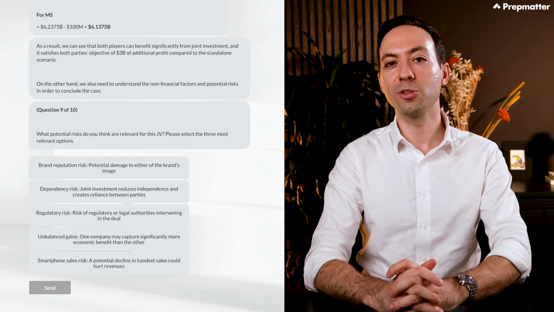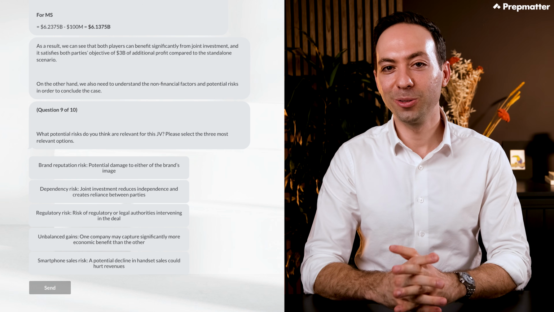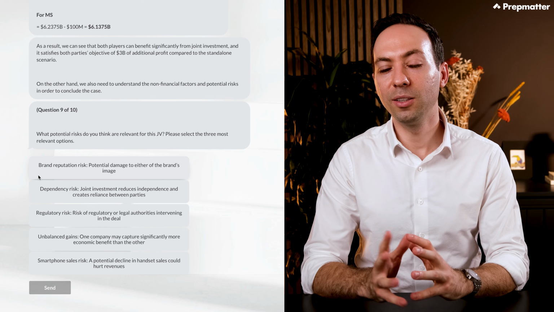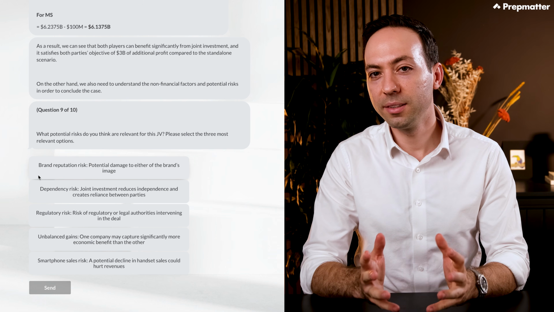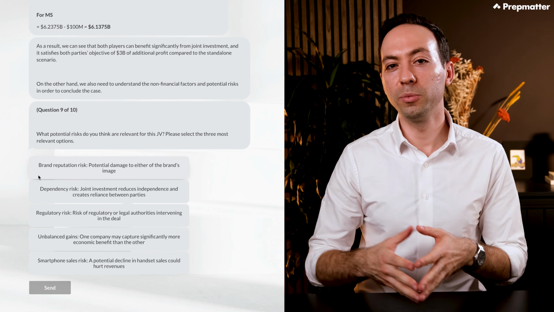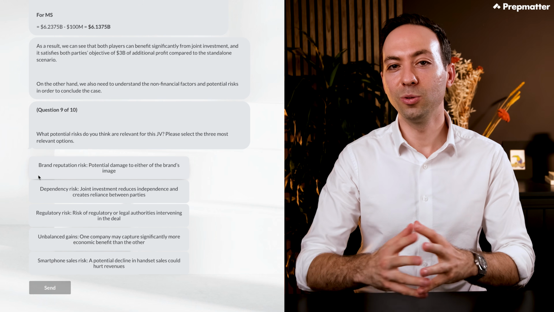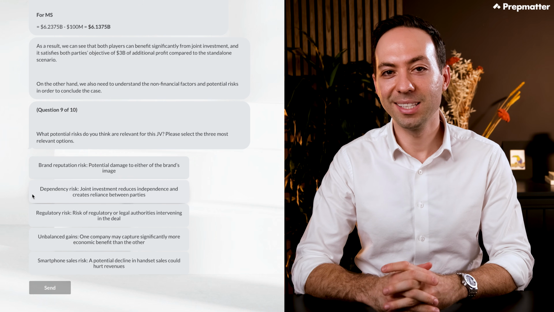Please select the 3 most relevant options. Alright, let's go through them one by one. Brand reputation risk. Potential damage to either of the brand's image. This is not that relevant. Given that the partnership will be formed on the back end, customers wouldn't even know that those 2 companies are related to each other. Next, dependency risk.